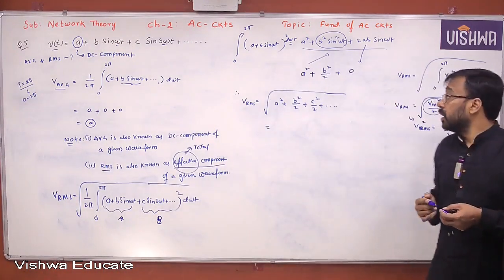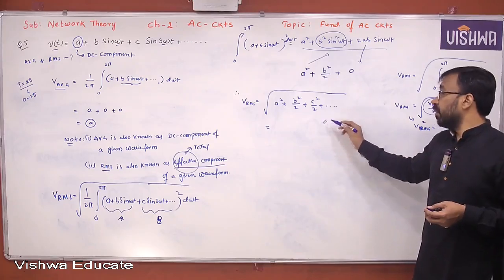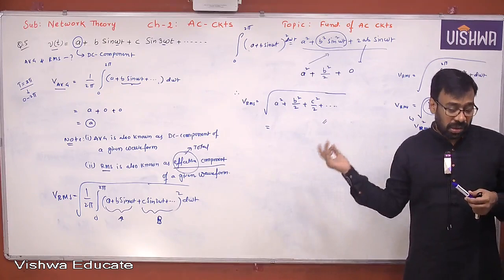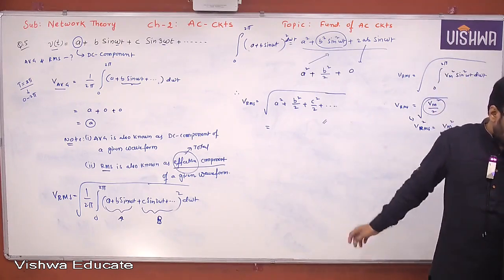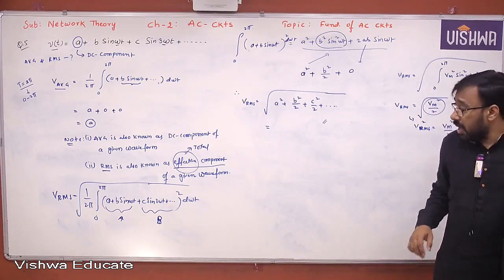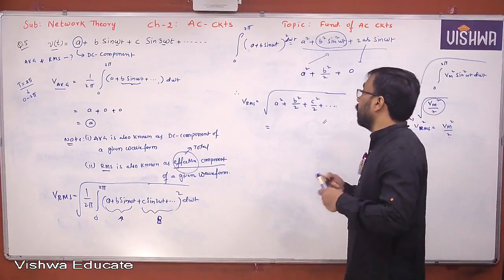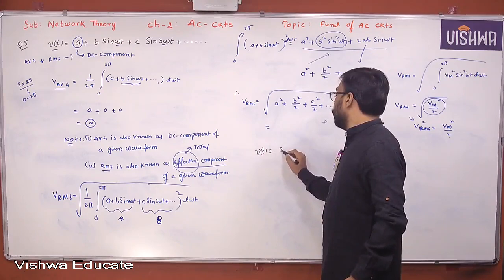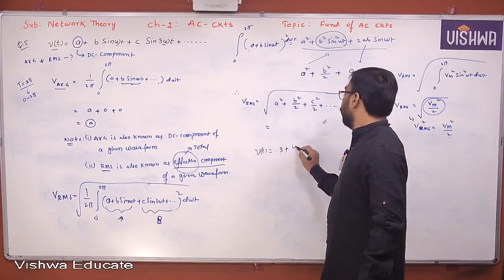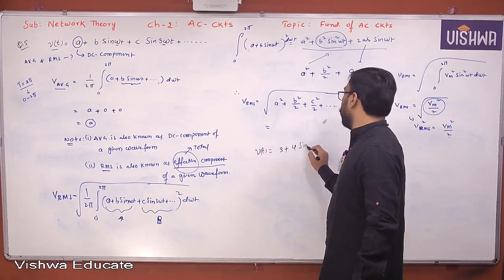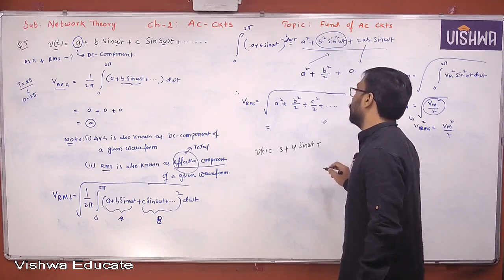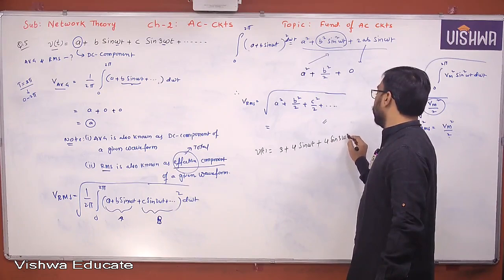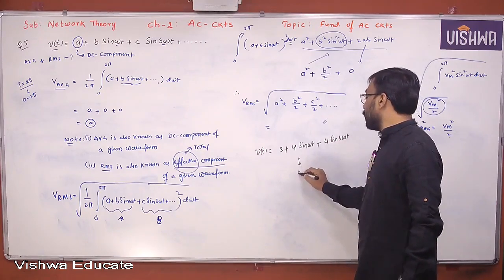So I think you understand this formula is very, very important. In exams, 1 mark questions are coming repeatedly on this particular formula. Note down that. I can give you one simple example question: V of t is equal to 3 plus 4 sine omega t plus 4 sine 3 omega t. Then what are the average and RMS values?